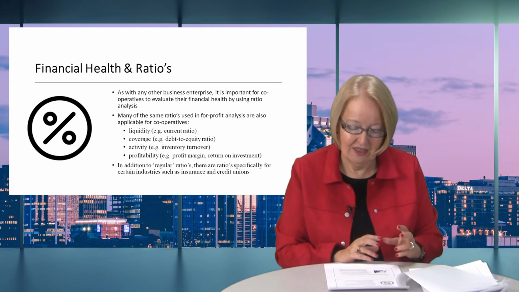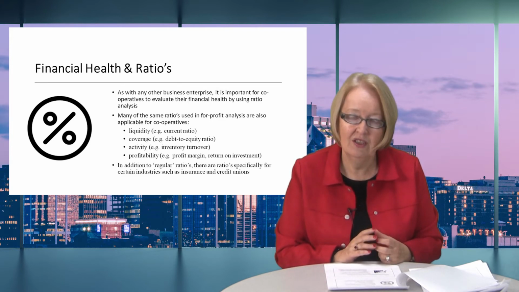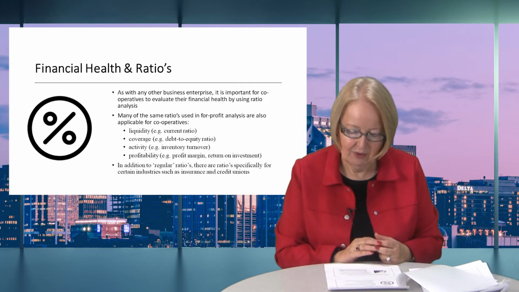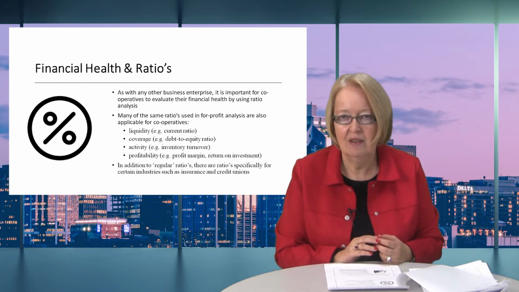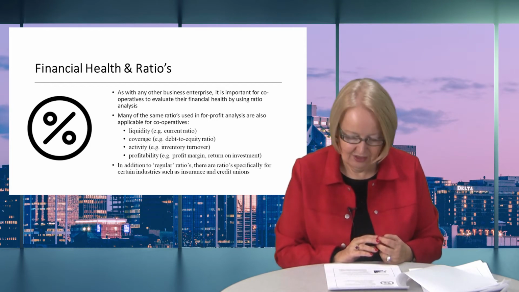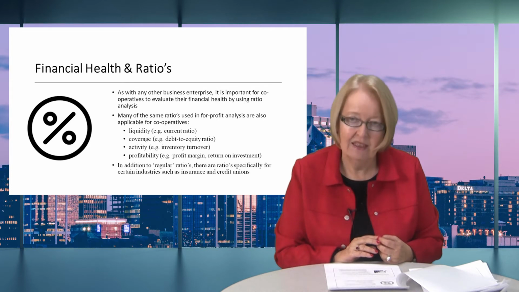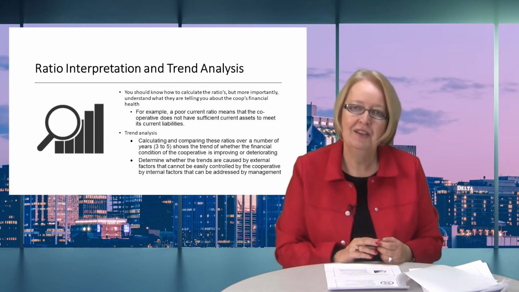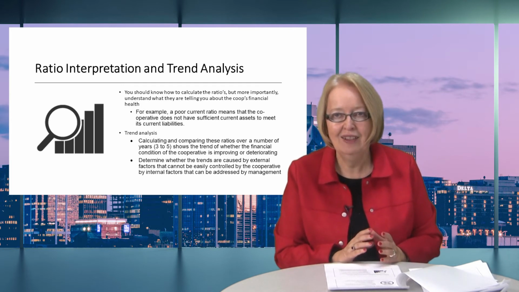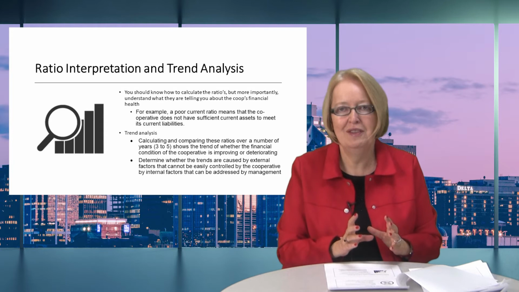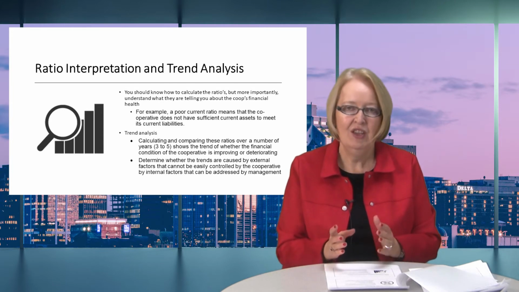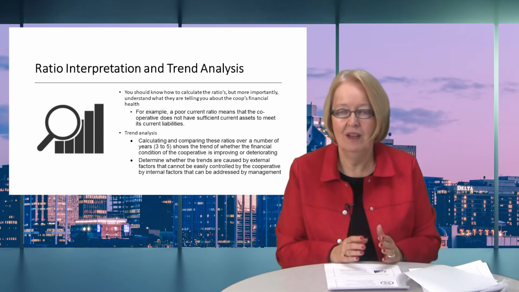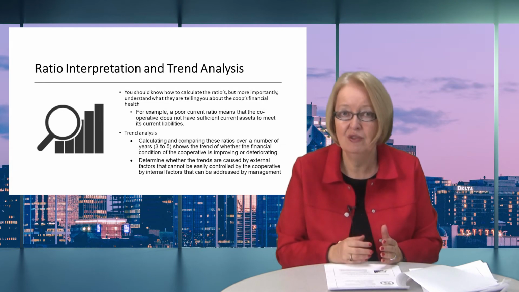In addition to these standard regular ratios, there are also some ratios that are industry specific. For example, you do have certain ratios that apply to the insurance sector and to credit unions and banks. So it's not enough just to calculate the ratios. Anybody can plug numbers into a formula and out pops the answer. You really have to understand what the ratios are telling you. So how do you interpret them?